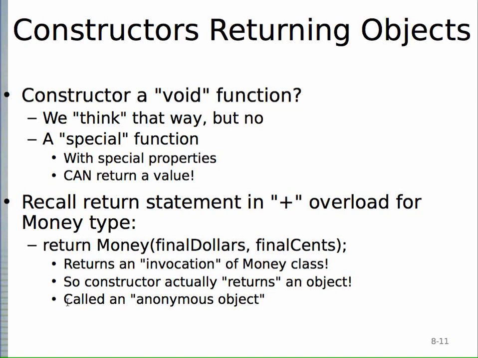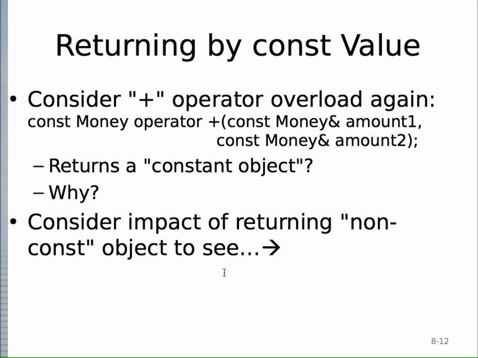So this is called an anonymous object. We've used it before in other situations, and I'm hoping that you can understand what we're doing here with the return. So take a look at this plus operator overload again. Remember, if you look at the code, what you'll see is that we return money, but also note that we are returning a const. And so we know that we're returning a const object, something that we cannot change.